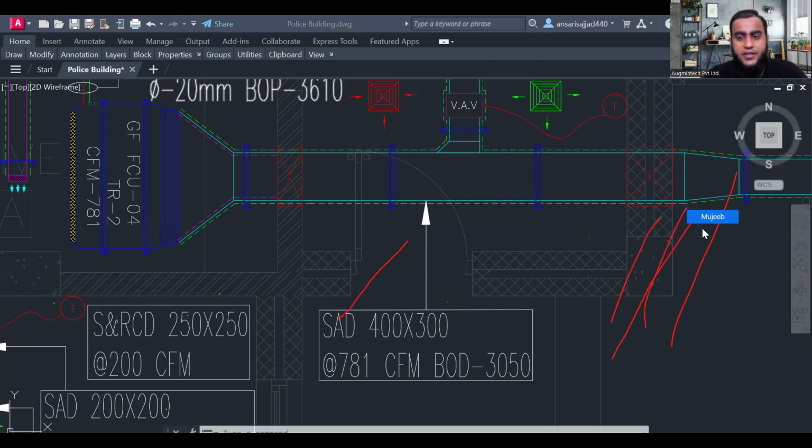Mujib, don't write anything, otherwise I will remove you from the group. Okay, just erase all this.